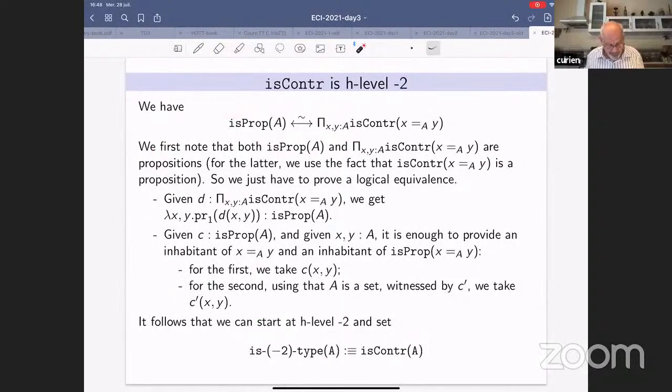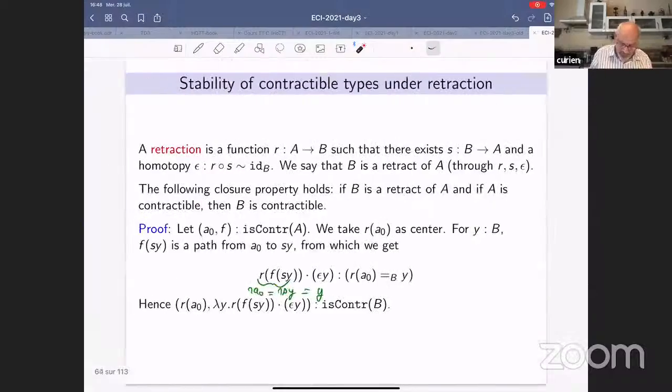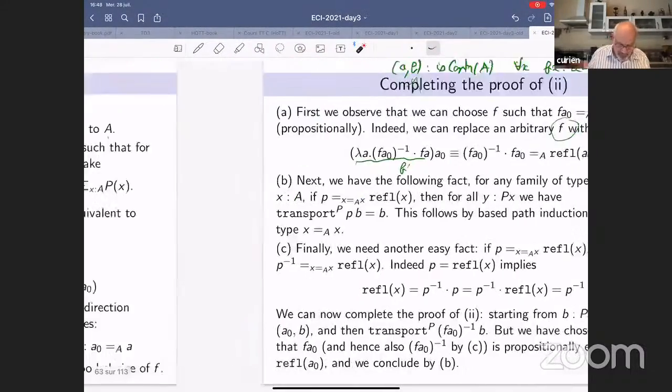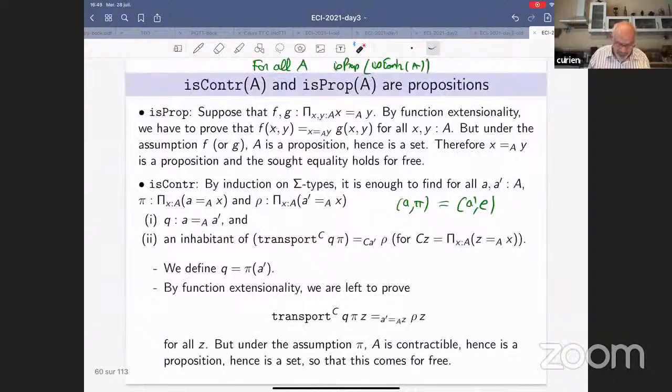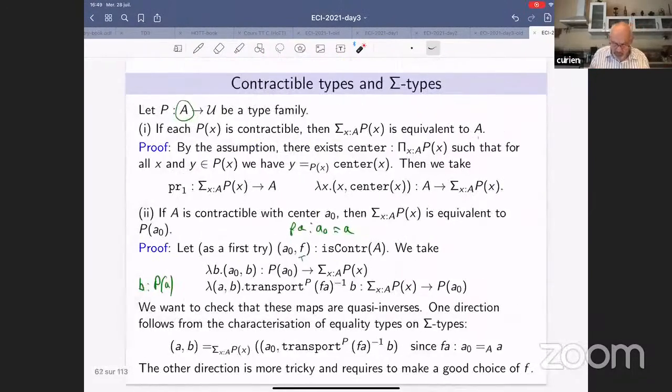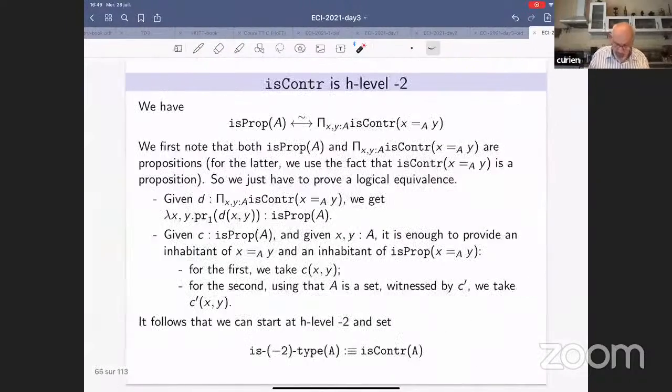Okay. First thing is we already have at our disposal something interesting we have proved. We have proved that isProp of something is a proposition, and also that isContr of something is a proposition. So we know that here we have a proposition. We know that each of these guys is a proposition, is contractible.